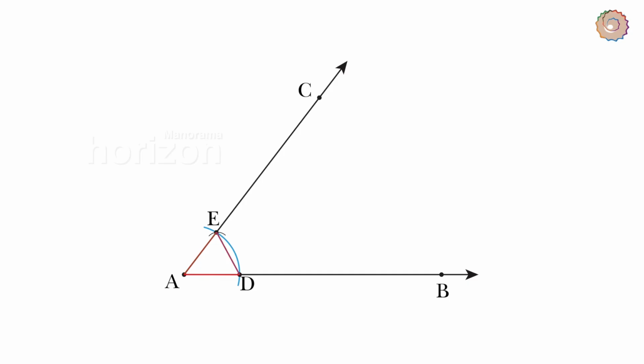Therefore, triangle EAD is now an equilateral triangle, and we know angle EAD is equal to 60 degree. Reason, all angles of equilateral triangle are 60 degree, which implies angle CAB is equal to 60 degree, hence justified.